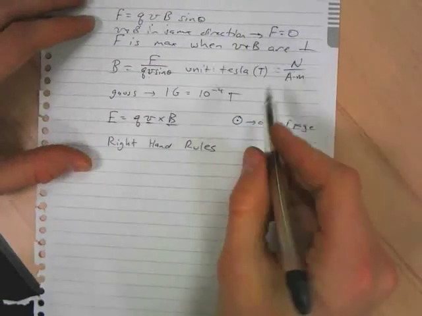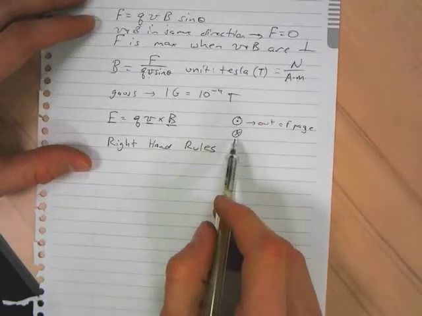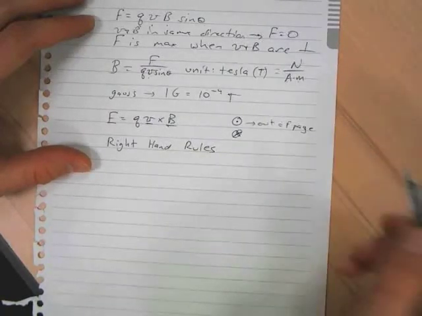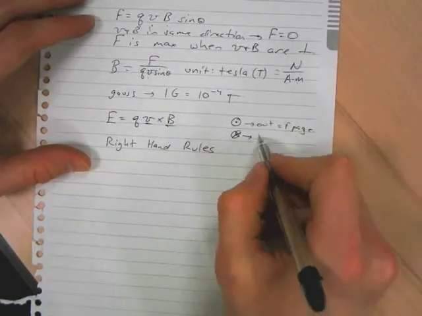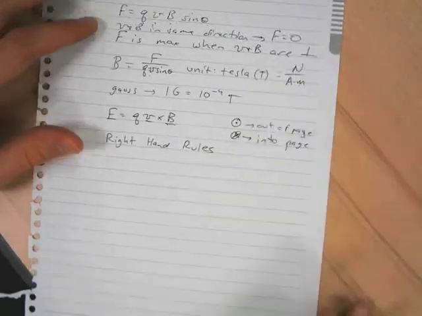And the other direction is a circle with an X through it. I guess that's an arrow going away from you. That means that something is going into the page.